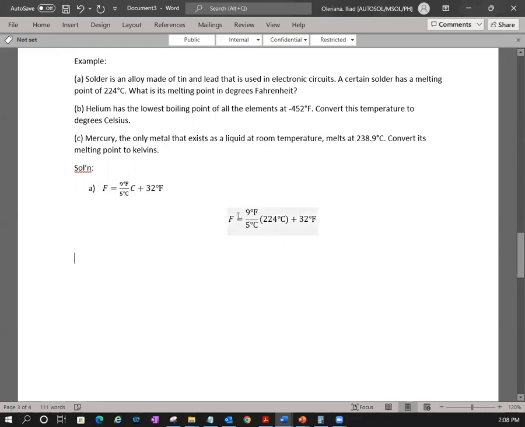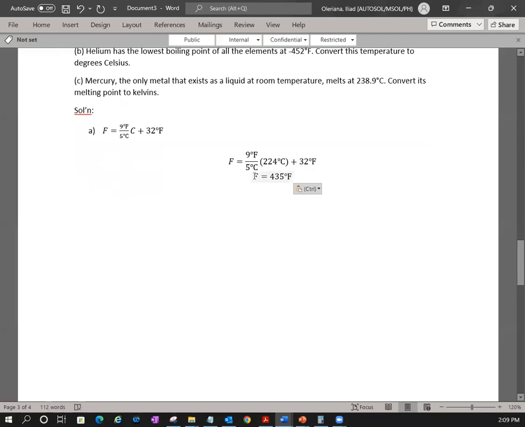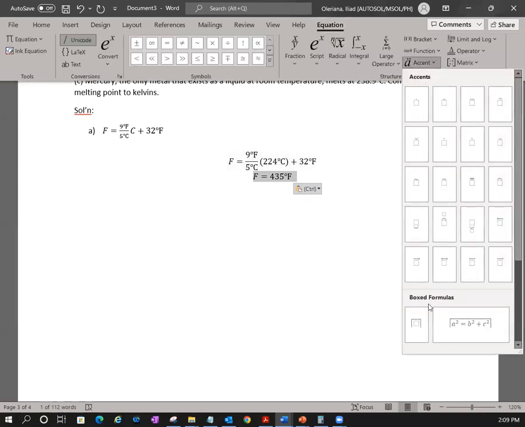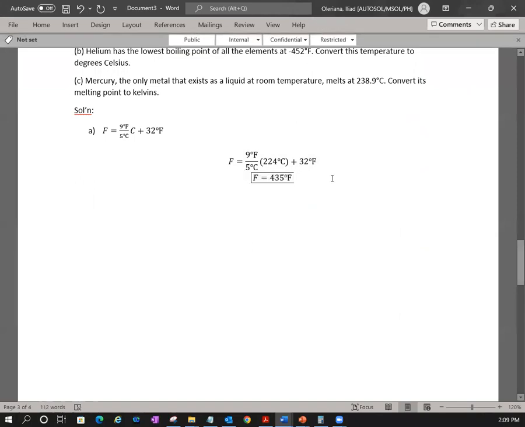Then, so, ang mangyayari ay, okay. Eto. Yan. F is equal to 435 degrees Fahrenheit. Pag kinumpute mo ito sa calculator, yan ang magiging sagot. Okay? Yan. Dali lang, di ba?